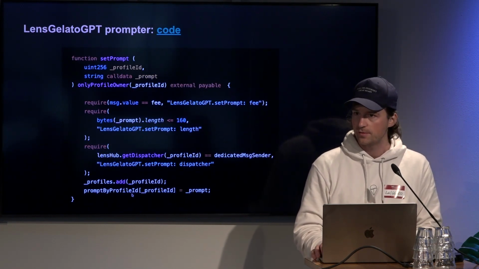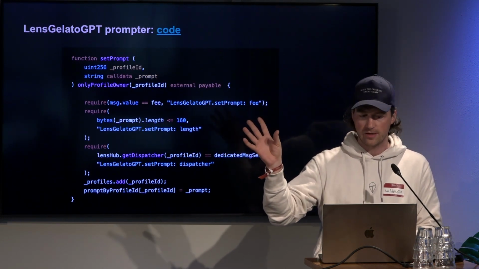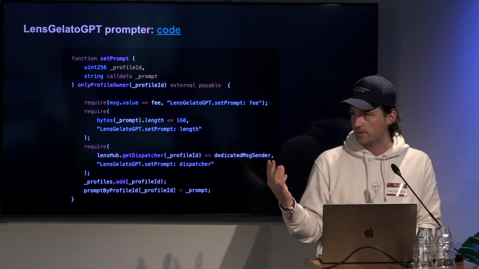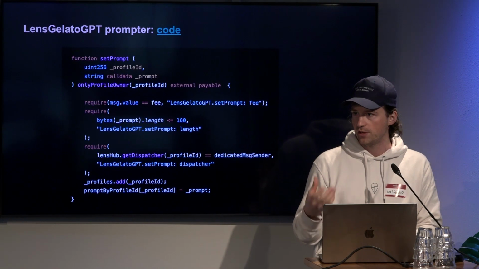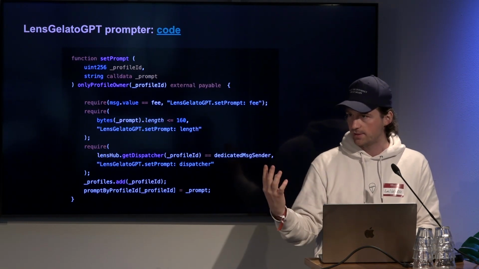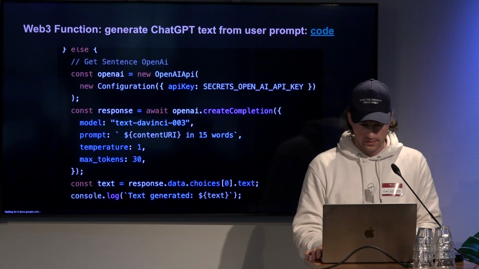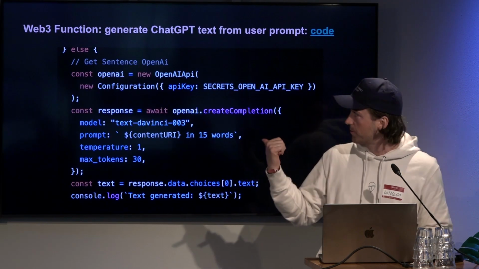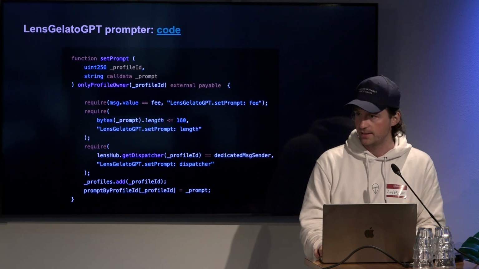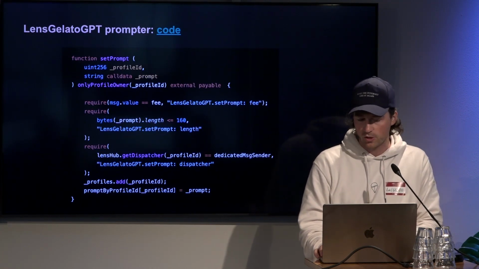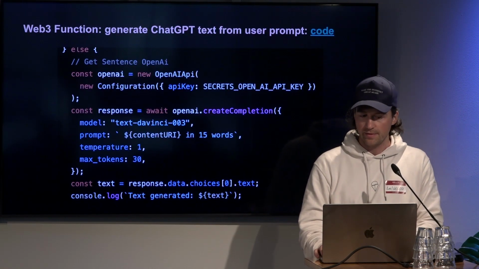Now that your prompt is stored on chain, we can then in the Web3 function off chain that we wrote for this, read your prompt, talk to ChatGPT, post on Lens on your behalf. So that's the Web3 function now. This is the smart contract bit, insanely easy, right? It's literally just like talking to Lens. And this is the backend part.